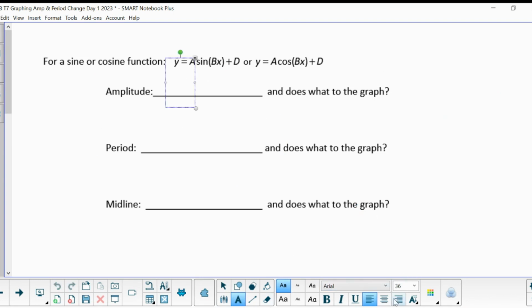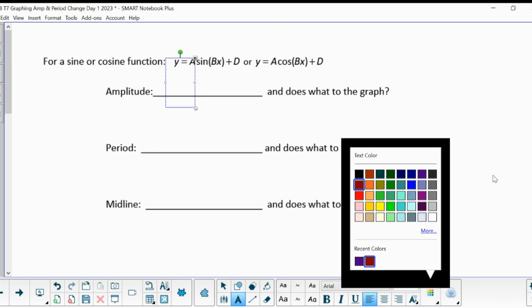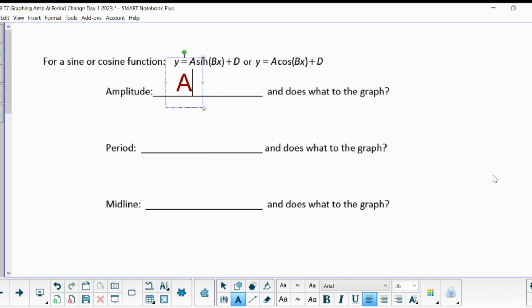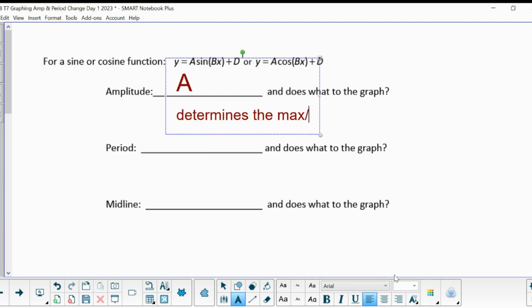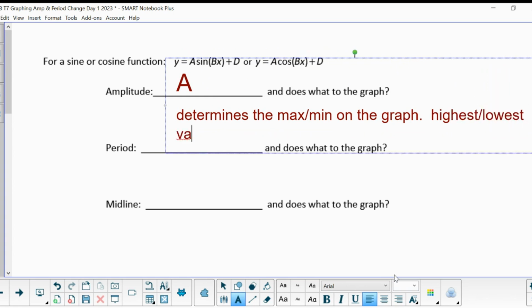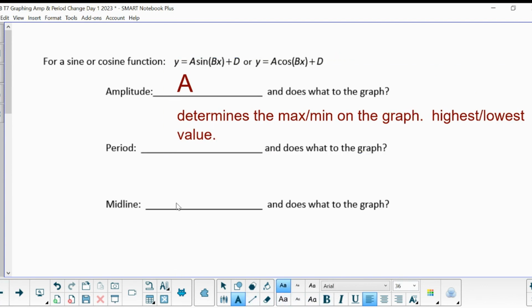So the amplitude is the number in front of the function. So it's A. And the amplitude changes basically the height of the graph. So the amplitude helps determine the max and the minimum. It also is the highest or lowest point. Okay, and then we'll come back to the period one because that's a little bit more difficult to understand. So we'll do the midline next.